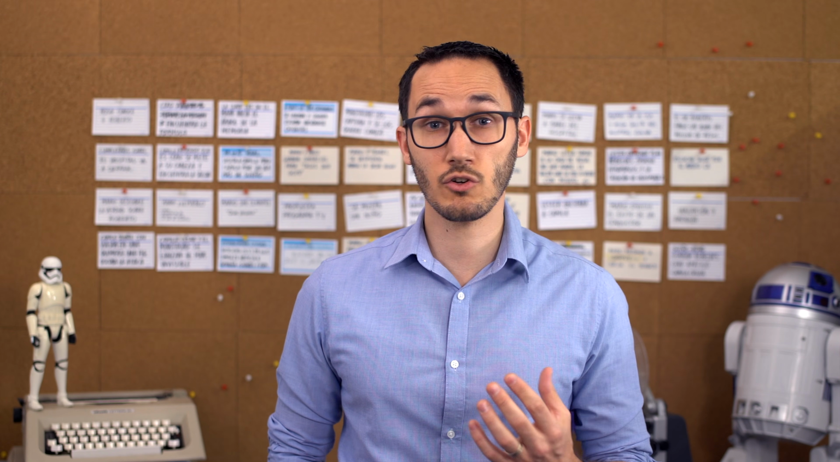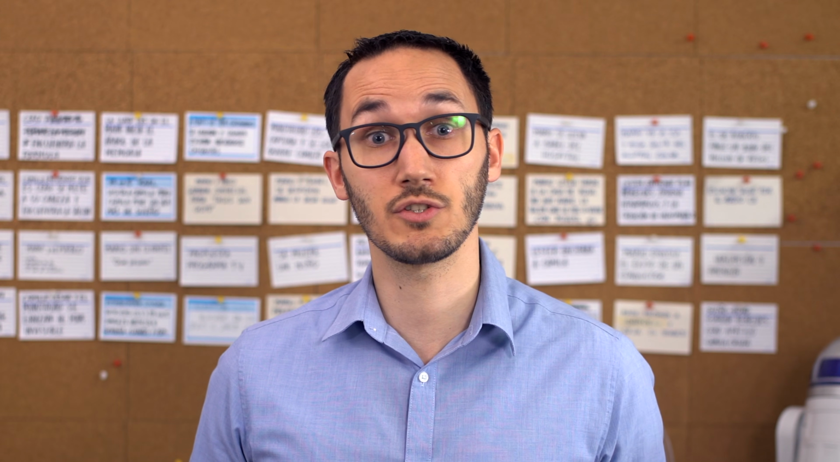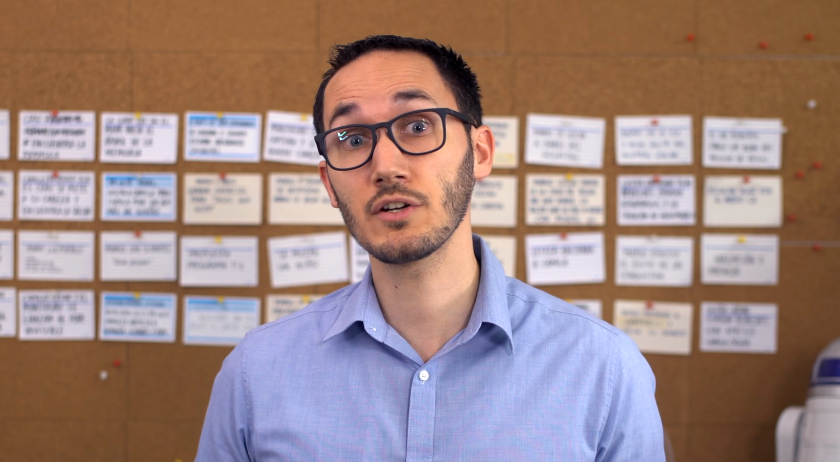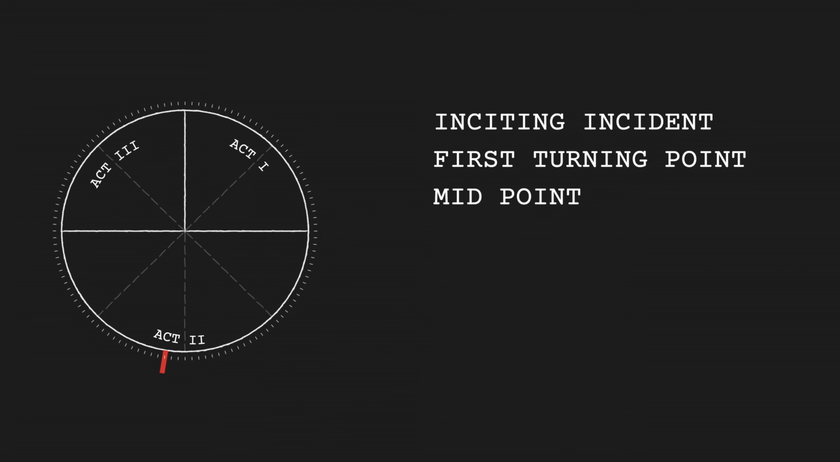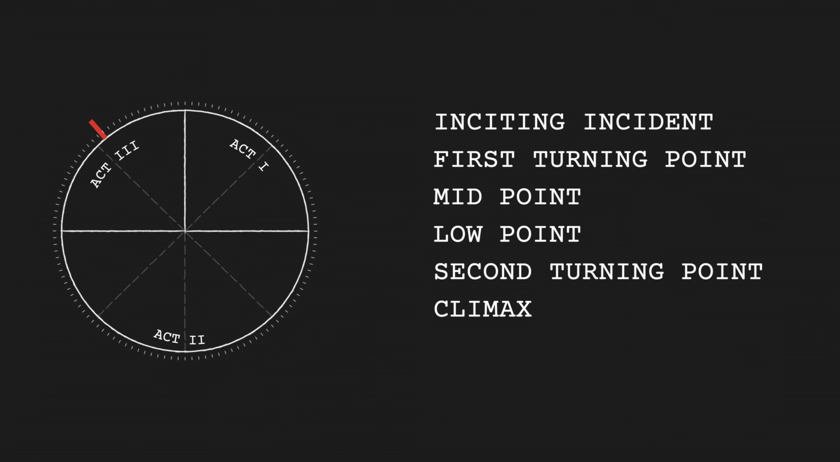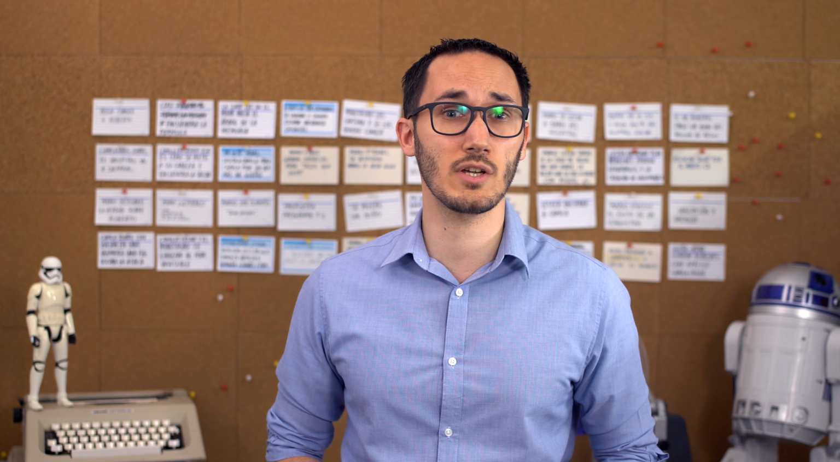Writing a short film is a great way to become a better screenwriter and get noticed. But how complex should the structure of a short film be compared to a feature-length film? Inciting incident, first turning point, midpoint, low point, second turning point, climax, resolution. Can you and should you really include all that in just a few minutes?